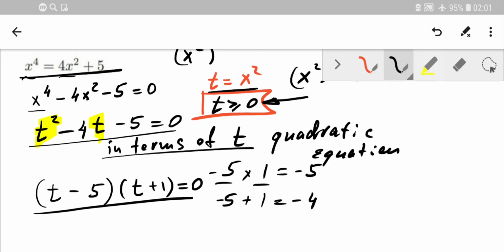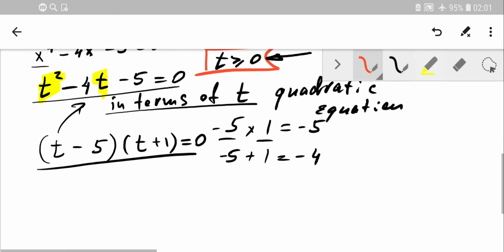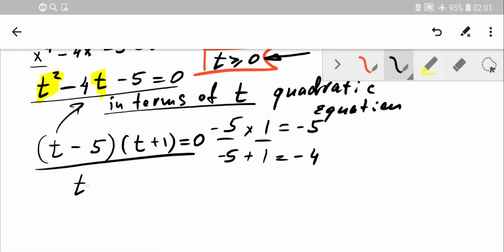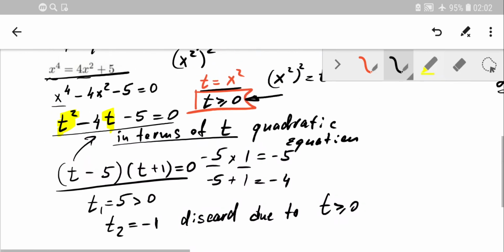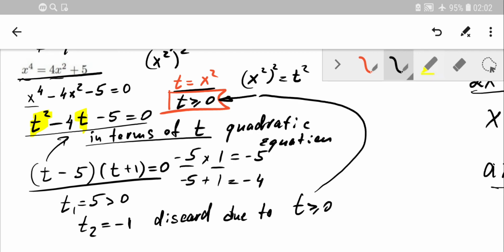And you can also check yourself. If you expand the brackets, you need to come back to that. All right, so we've done that. Now we know that one t value, t1, is 5, and that's good because it's positive. But the second value is -1, so we just simply discard that value due to the condition t more or equal than 0. Just look up here. So we discard that, and that's why we're left with t1 equals 5.